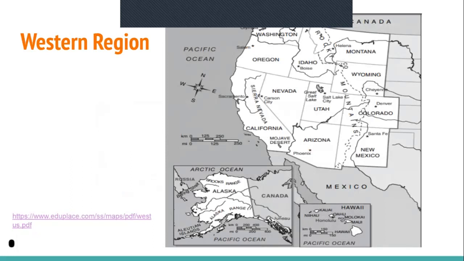In California, we know that we are close to the Pacific Ocean. We know that the capital of California is Sacramento because we hear it all the time. In the Western region, the states that we'll be trying to learn are California, Oregon, Washington, Nevada, Idaho, Utah, Arizona, Montana, Wyoming, Colorado, New Mexico, Alaska, and Hawaii.